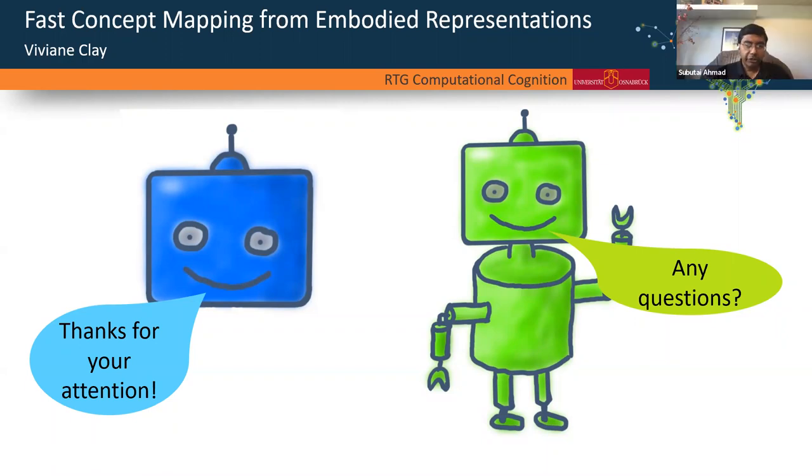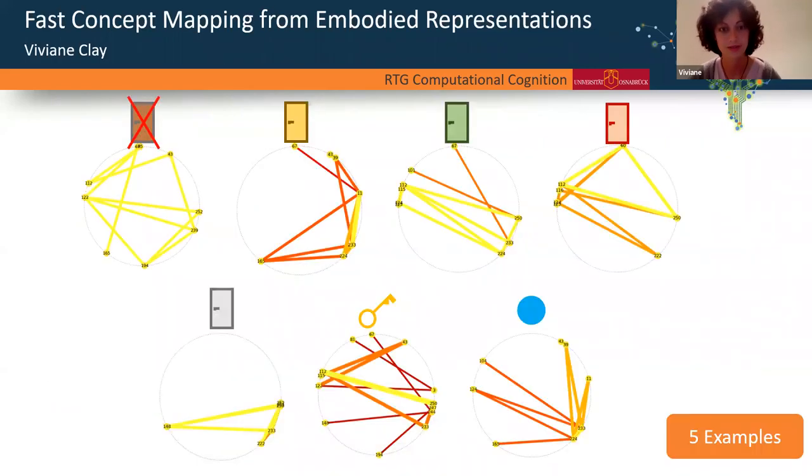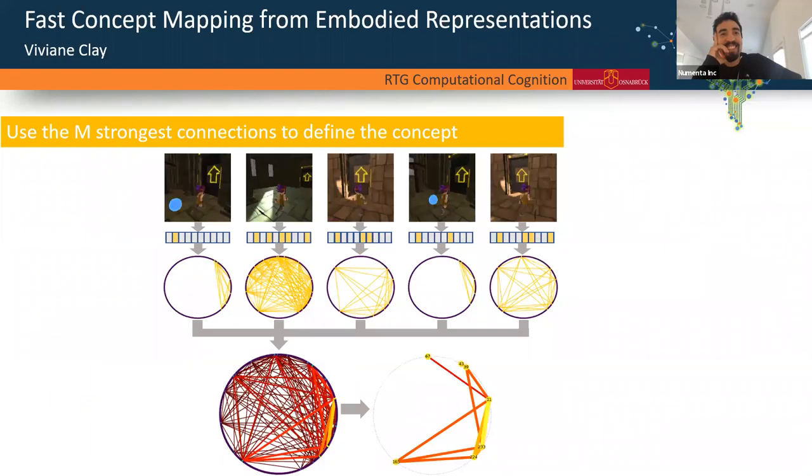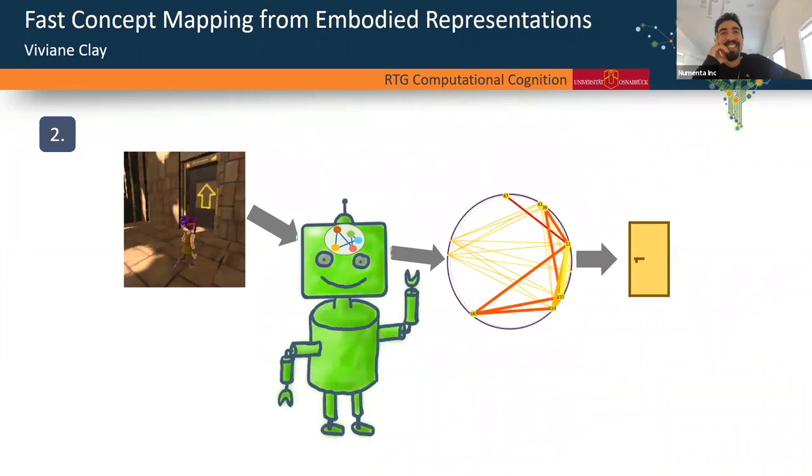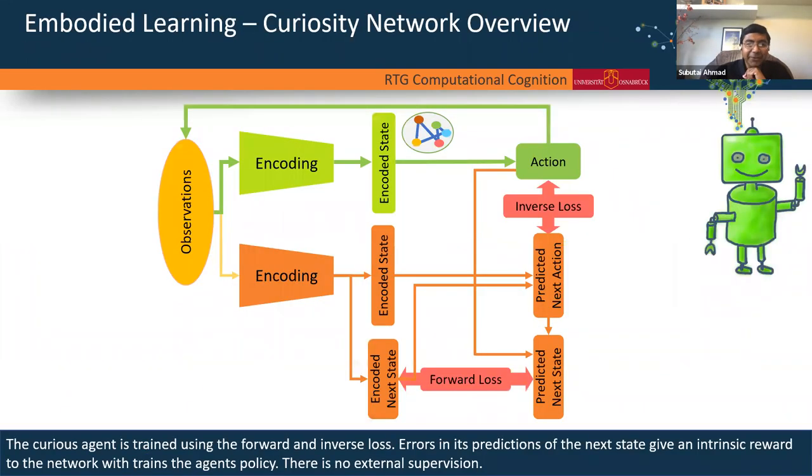Would you mind walking through the curiosity network architecture? I think that went kind of fast and I didn't really understand that. It was super fast. Sorry about that. Yeah, that one. What's going on here?